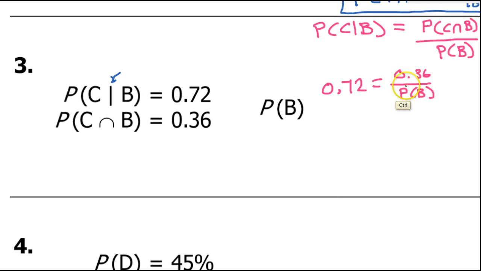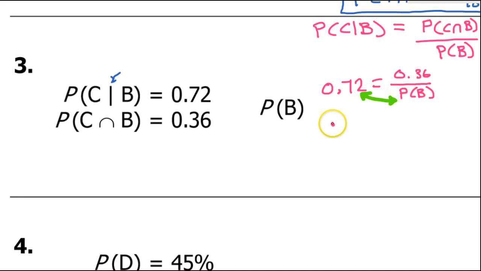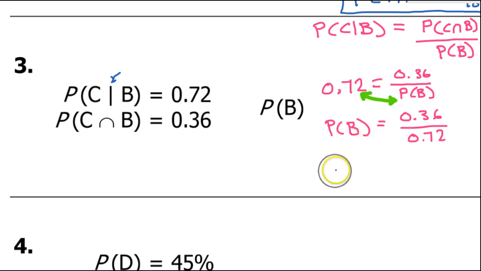Now I have learned when the variable is in the denominator, an easy shortcut is that I can swap these. Alright, this comes up a lot. If I have a number equal to a fraction and the variable is in the denominator, the easiest thing to do is to swap these. So if I do, I'm going to get the probability of B is equal to 0.36 over 0.72. You just swap these, and so that gives me the probability of B by itself.